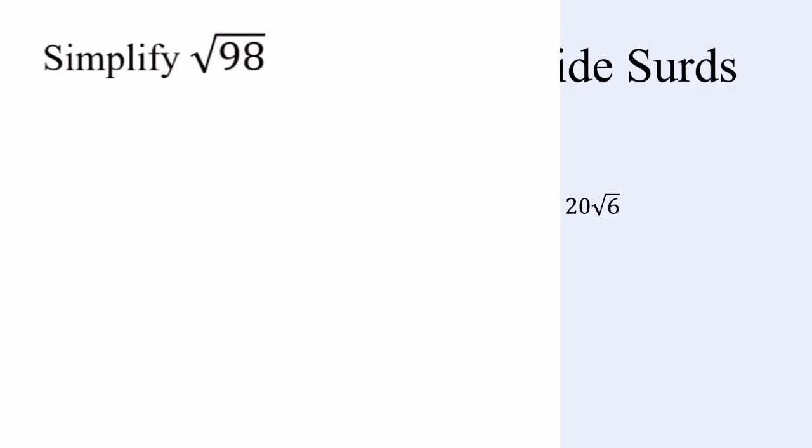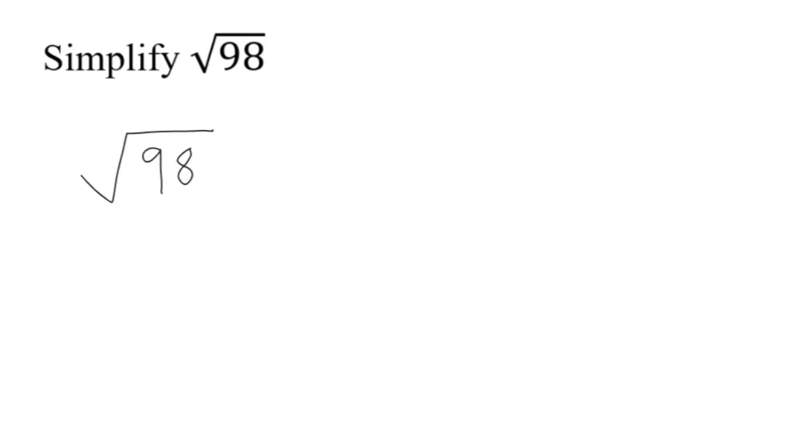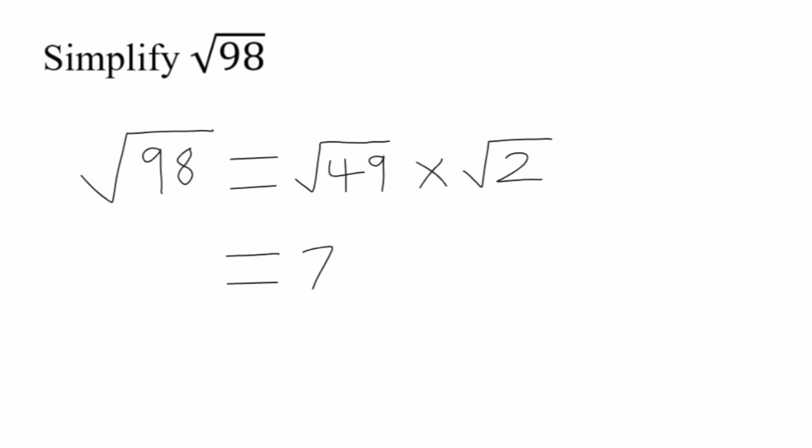Now, let's go through some more examples. Let's say we want to simplify the square root of 98. Well, the square root of 98 is equal to the square root of 49 times the square root of 2. And since the square root of 49 is equal to 7, this becomes 7 times the square root of 2.